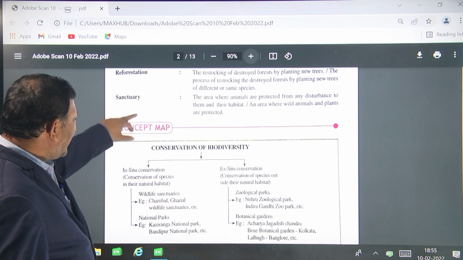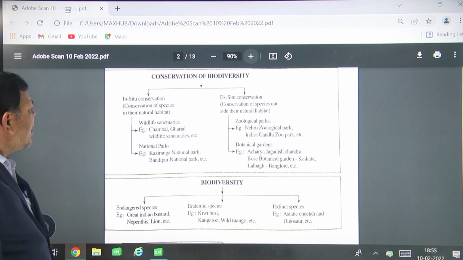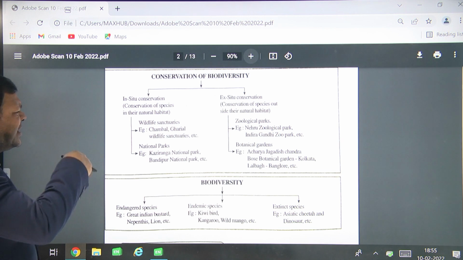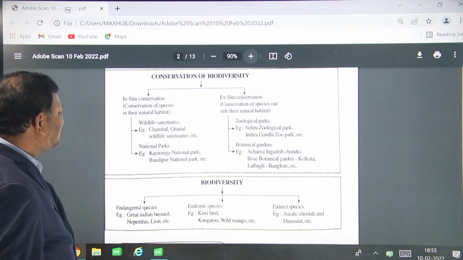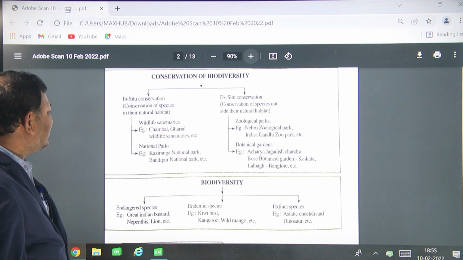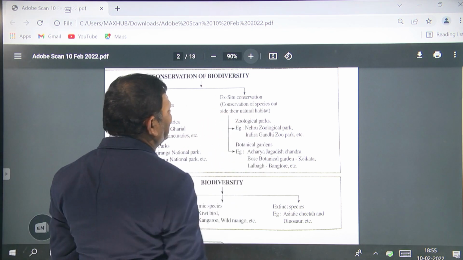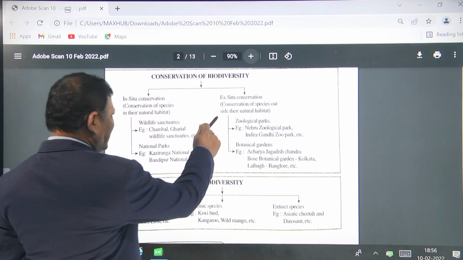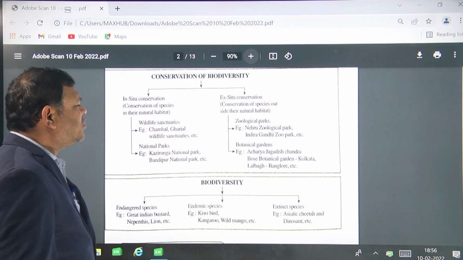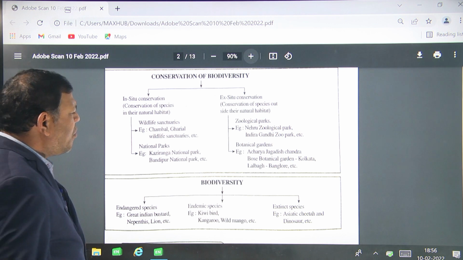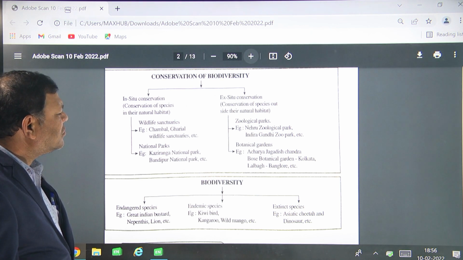So this is about the mind map. Conservation of the biodiversity. In situ conservation: conservation of the species in their natural habitat. First one is the wildlife sanctuaries: Chambal, Gharial wildlife sanctuaries. Second one is the national parks: Kaziranga National Park, Bandipur National Park. And ex situ conservation: conservation of the species outside their natural habitat. For example, zoological park, Nehru Zoological Park, Indira Gandhi Zoo Park. Botanical garden, Acharya Jagadish Chandra Bose Botanical Garden, Kolkata, Lal Bagh, Bangalore.